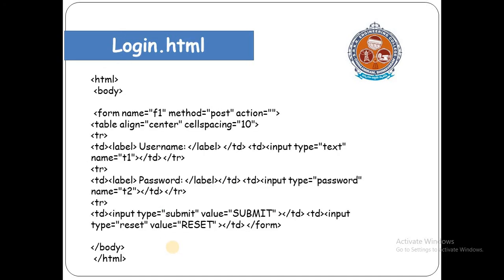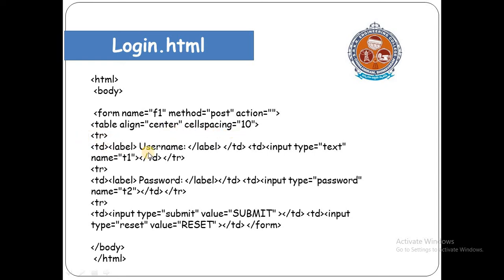So let's see a simple form tag. As I already told, in the body we write the form: first the form tag, and it ends here. In between the form we write the actual data. Here I have taken a username, password and submit button in a table. If we write these in a table, it will align neatly. In the first one, table align equal to center: I aligned my table in the center with cell spacing 10.